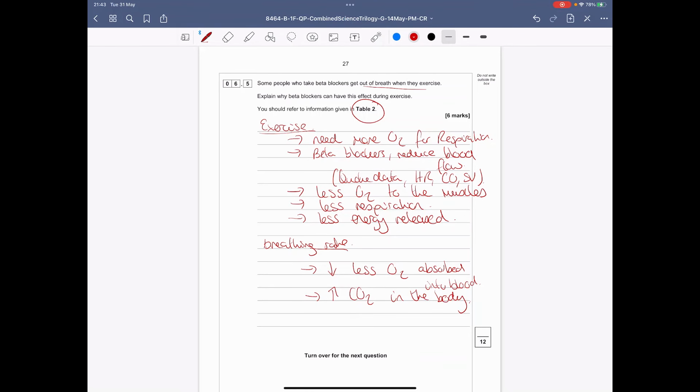Okay, yeah, and effectively, if you just say these key points to do with respiration, and the key thing is quoting loads of data, that will get you the 6 marks.